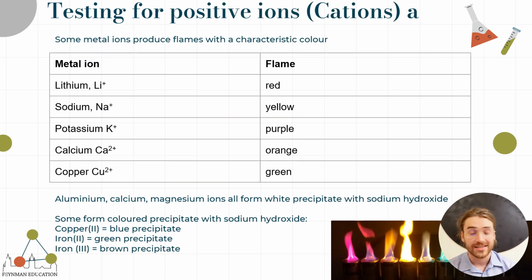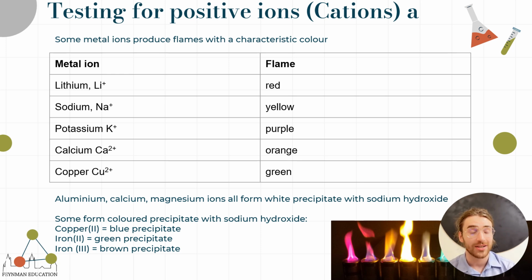Now, when we start looking at testing for ions, we're going to begin with positive ions. So your positive ions are obviously your metals. Now your metals, when we burn them, are going to produce different colored flames, which is really cool. So if we burn lithium, it's going to produce a red colored flame. Sodium is going to produce a yellow flame, potassium a purple flame, calcium an orange one, and copper a green flame.